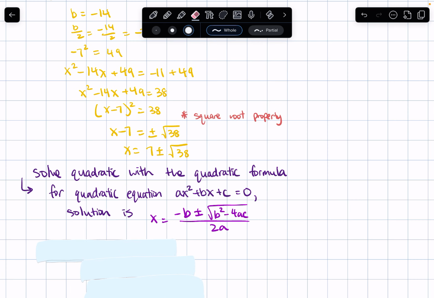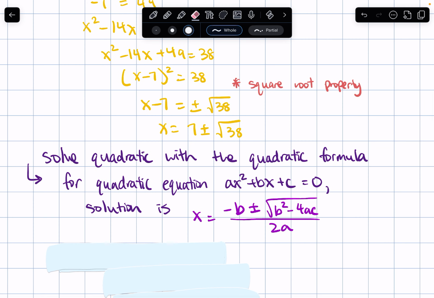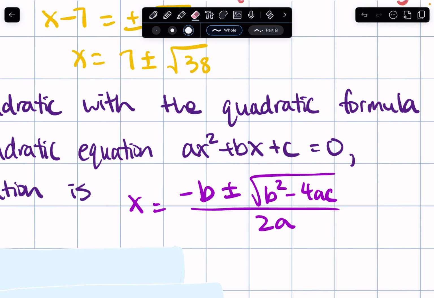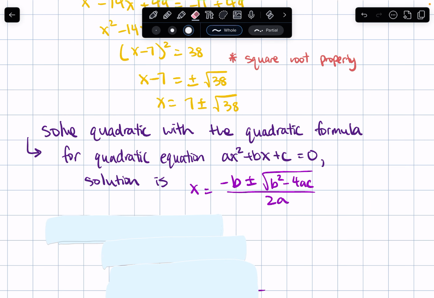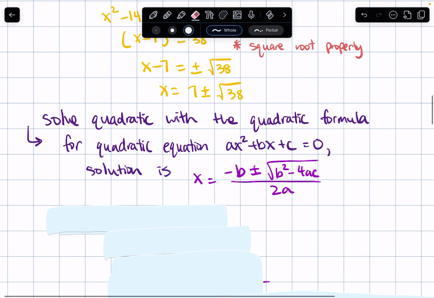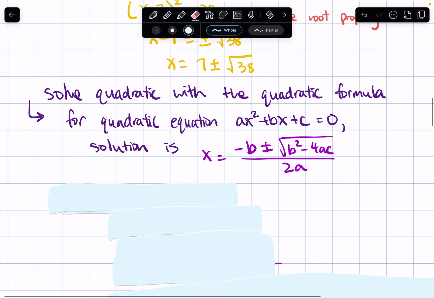Another way to solve a quadratic is with the quadratic formula. I used to memorize this with a song. It was like x equals negative b plus or minus square root of b squared minus 4ac all over 2a, something like that. That's how I memorized my quadratic formula.